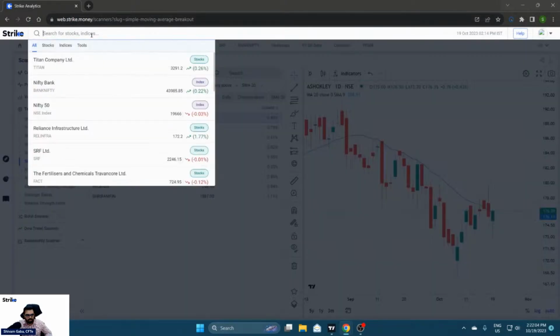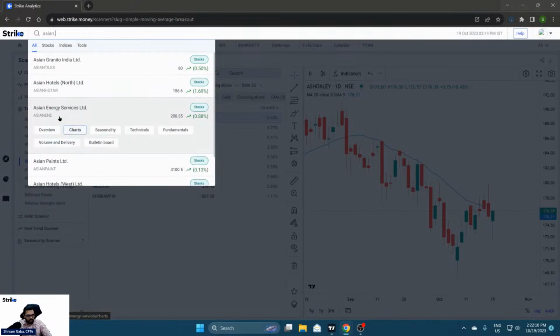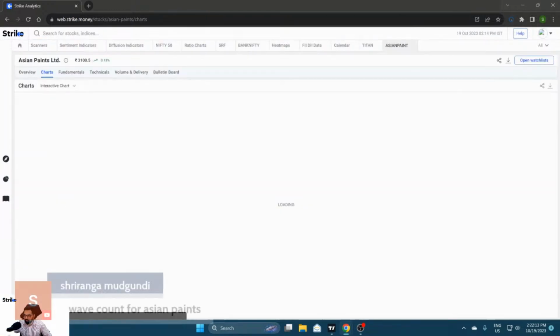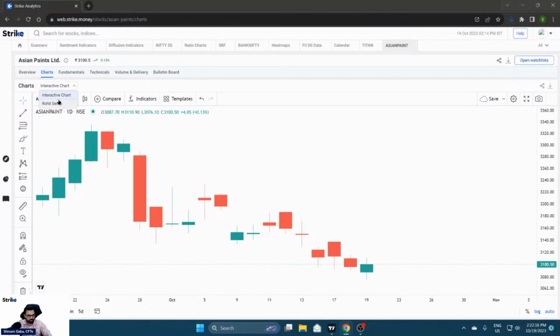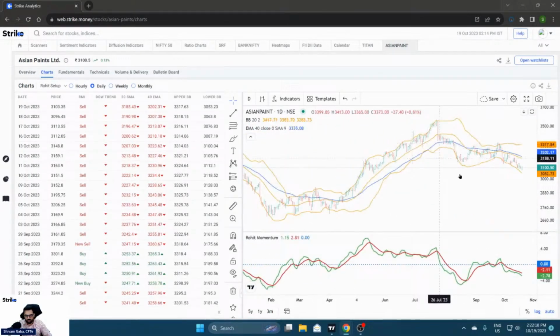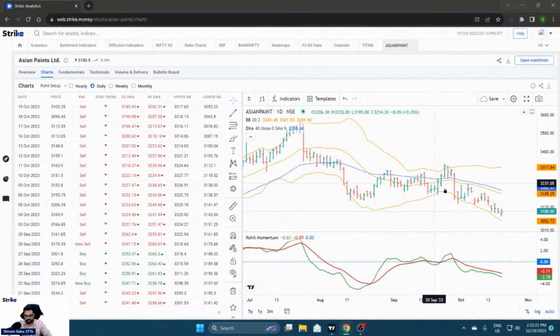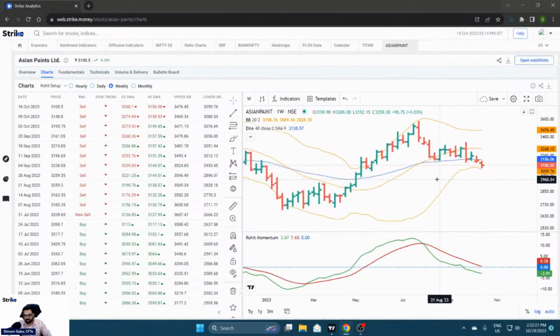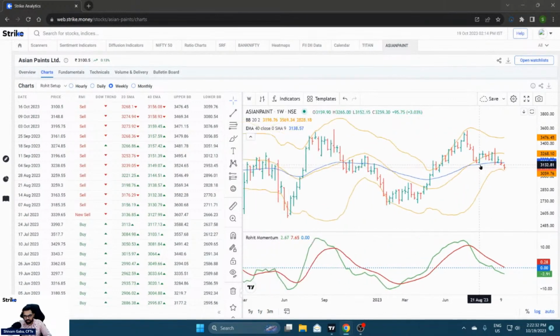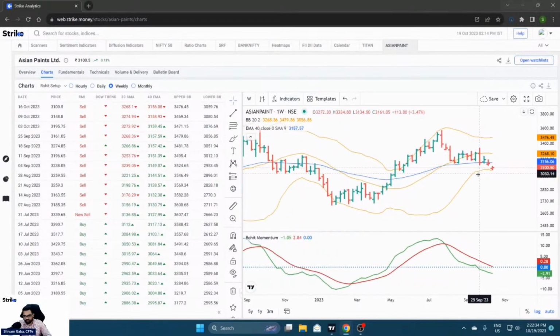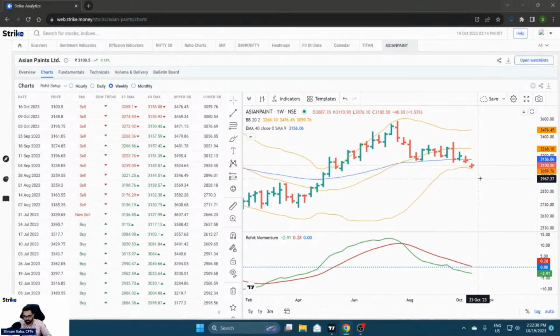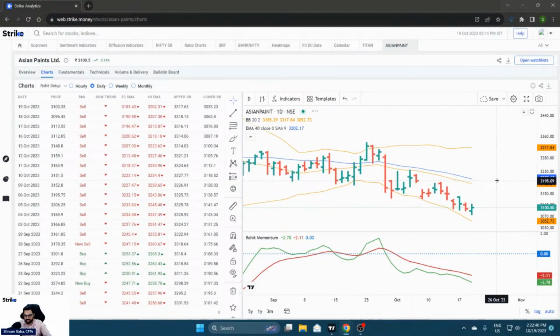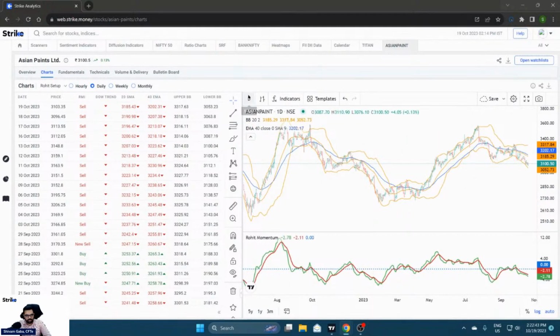Asian Paints. It's been a consistent downtrend for this stock. Let's see the weekly chart as well. On the weekly also, it's actually trading below the 40-week average, and bands are looking to expand downward. So it looks like it may extend further.